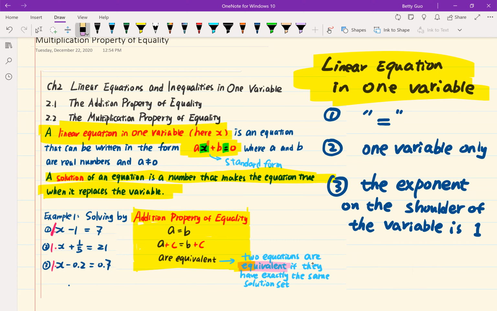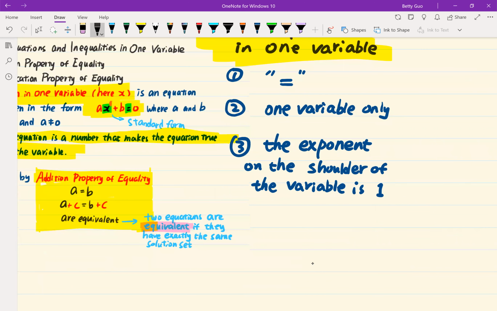To determine, we look at the 3 things. It's an equation, it has only one variable. The exponent on the variable is 1. So if those 3 conditions are satisfied, then the equation is a linear equation in one variable, okay? It's more useful than the definition to determine if an equation is a linear equation in one variable or not. Am I clear about that? For example, I think the best way to determine is to look at equations.